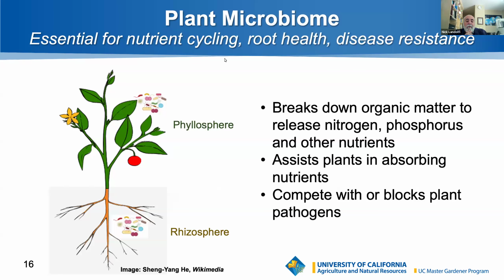Of course, plants have a microbiome, and it can be broken down into 2 varieties: that associated with the phyllosphere, or the above-ground portion of the plant, the leaves, stems, flowers, and fruit, and that associated with the rhizosphere, or the underground part of the plant, the roots and the surrounding area. As with all microbiomes, it is essential for the health of the plant. It breaks down organic material to release nutrients. It assists the plant in absorbing those nutrients, and it can compete with or block plant pathogens.